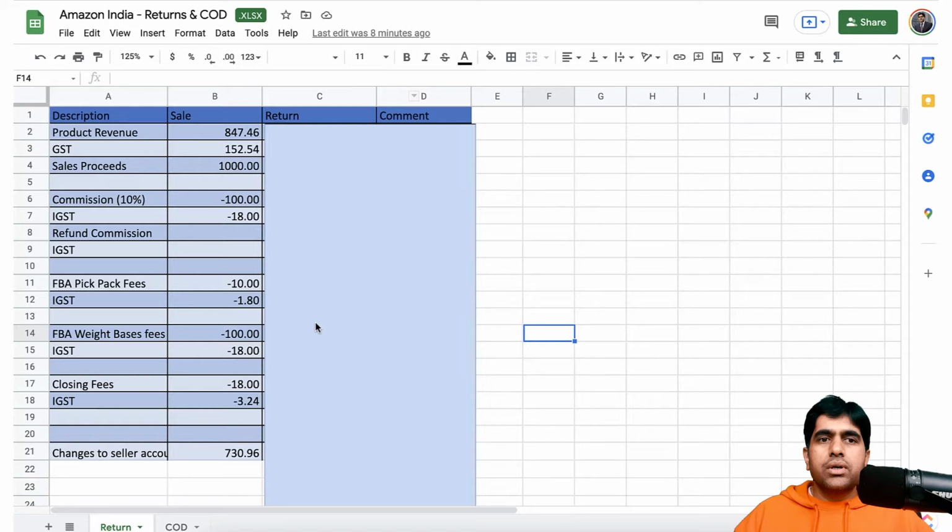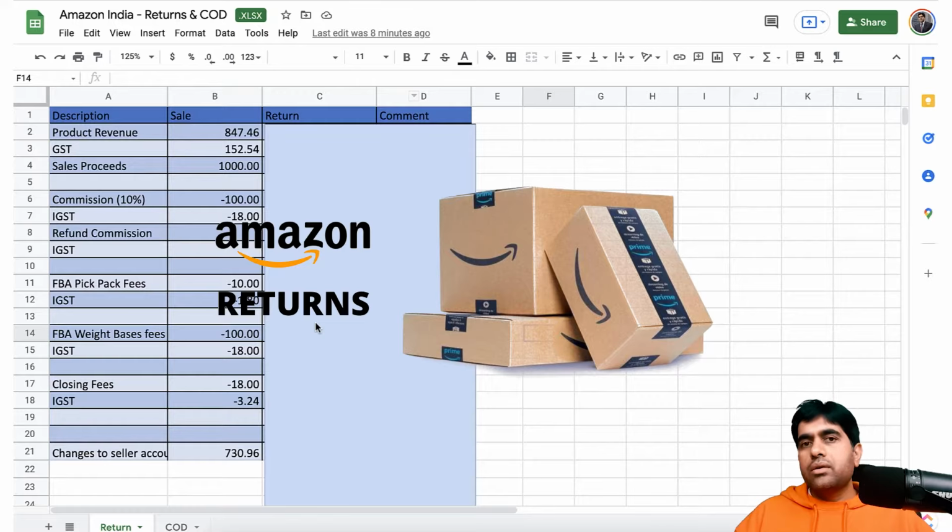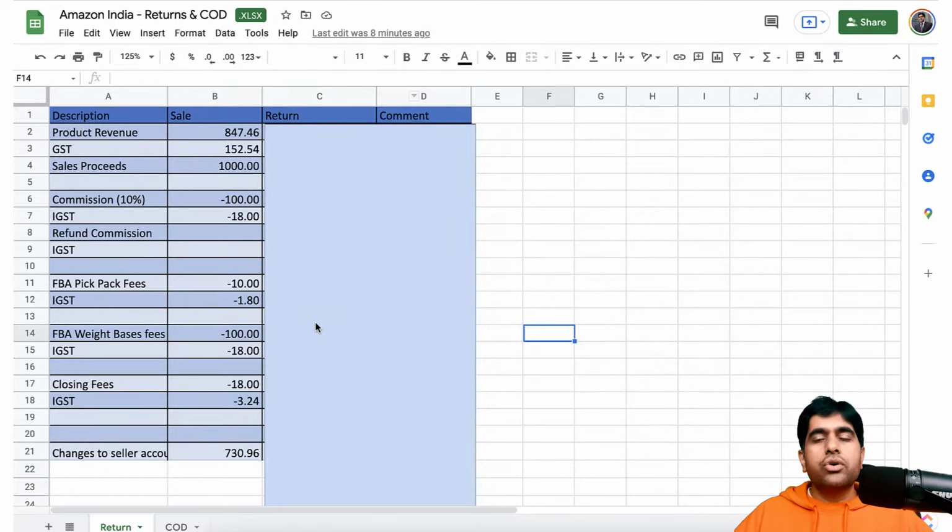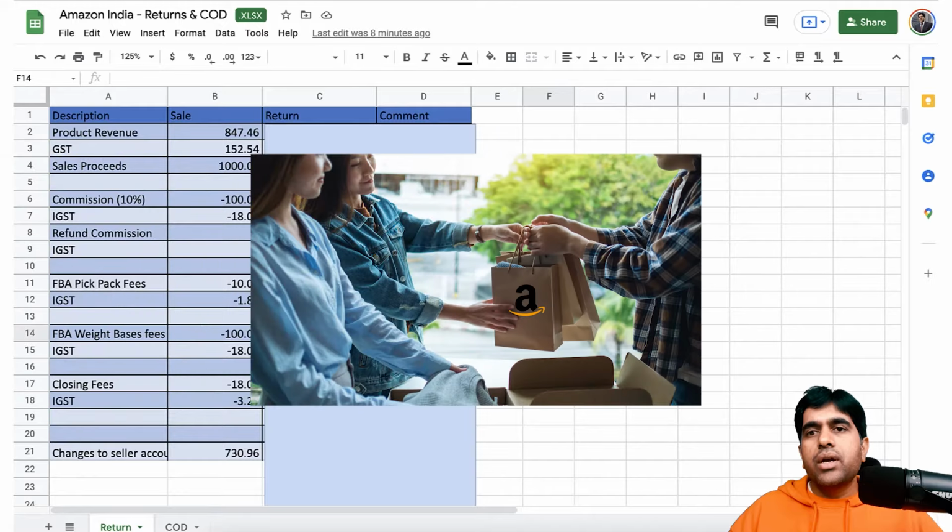Just to summarize the topic on returns. Returns are when a customer buys a product, and either they don't like it or they used it and the product is not good. There will be multiple reasons why a customer can return it. But as a seller on Amazon, as a third party seller, you incur most of the costs that are related to the return. And same thing with cash on delivery rejects.